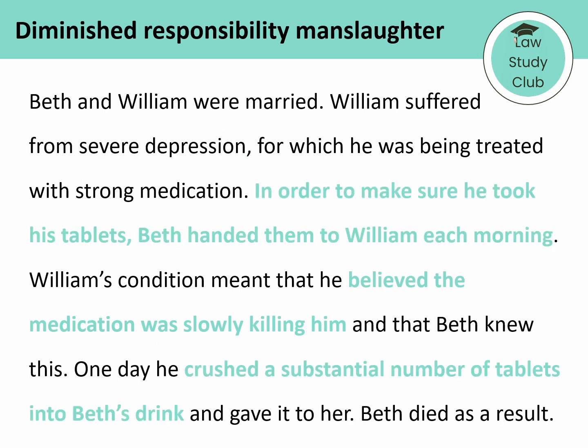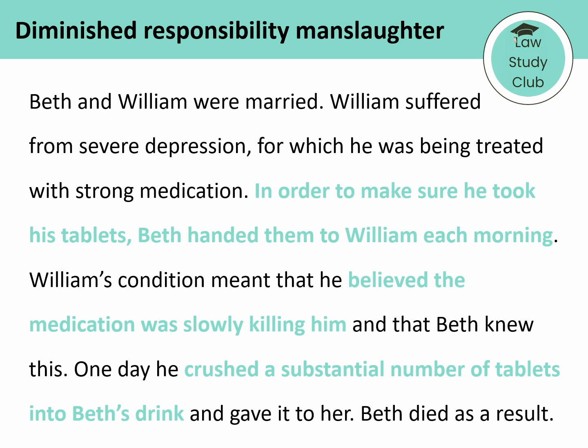So now we need to establish whether William's abnormal mental functioning substantially impaired his ability to do one of those 3 things: to understand the nature of his conduct, to form a rational judgment, or to exercise self-control. William's misreading of the reason why Beth is handing him the tablets every day is definitely not a rational judgment, and we could also argue that his belief that he's essentially acting in self-defence by putting the tablets into Beth's drink shows that his ability to understand the nature of his own conduct has been substantially impaired.